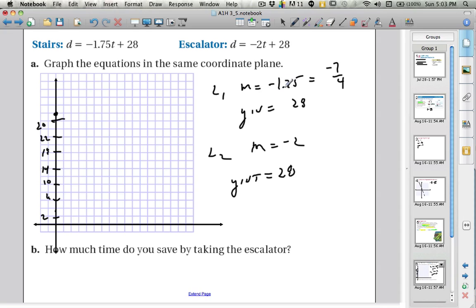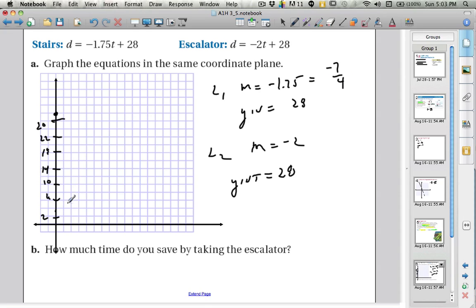So if we look at my slope of my first line, again, I can go down 7 and right 4, or I can go up 7 and left 4, but you can see, especially the way my graph is working here, that doesn't make any sense. I'm going to want to go down 7 and right 4.